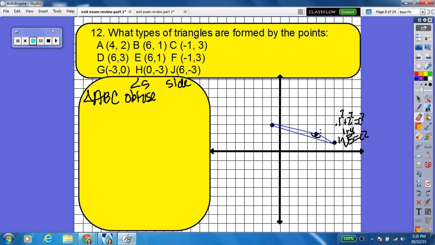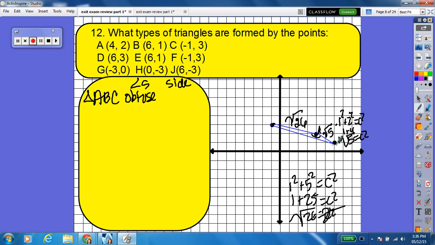Let me go fix that up. So the measure of this one is the square root of 5. And what you would do with this one is the same thing. Turn it into a right triangle. That's a 1 by 1, 2, 3, 4, 5. So that one would be 1 squared plus 5 squared equals c squared, your hypotenuse. So 1 plus 25, or 26, equals c squared. So this one here is the square root of 26.